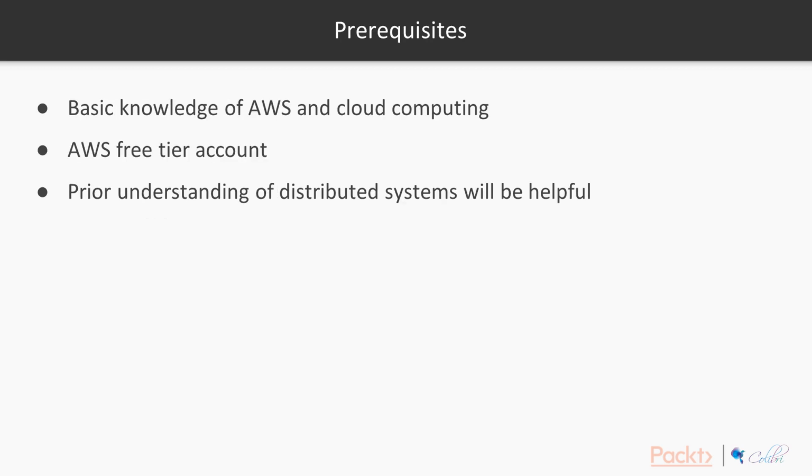In terms of prerequisites, they're fairly light for this course. Basic knowledge of AWS and cloud computing is obviously a bonus. Having access to an AWS free tier account will allow you to go in and start playing around and experimenting with some of the principles you're going to learn in this course. And of course, prior understanding of any kind of distributed system will also be helpful.